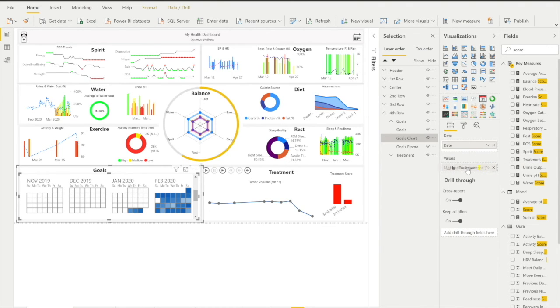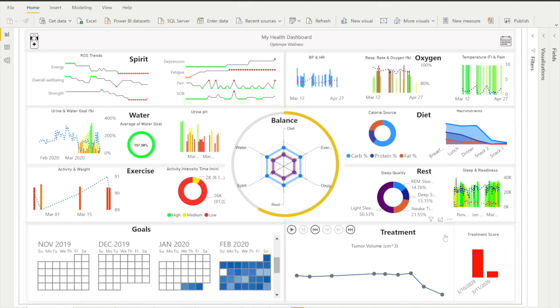The treatment category is meant to track and monitor a patient's results and their response to treatment. This particular graph is depicting tumor volume for a patient, but this could also be used for a diabetic's A1C value or a hypertensive patient's systolic blood pressure.